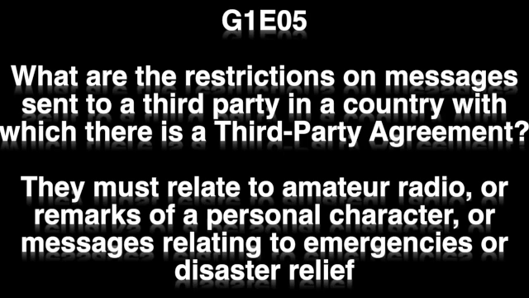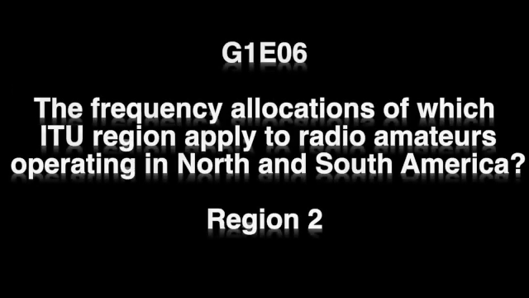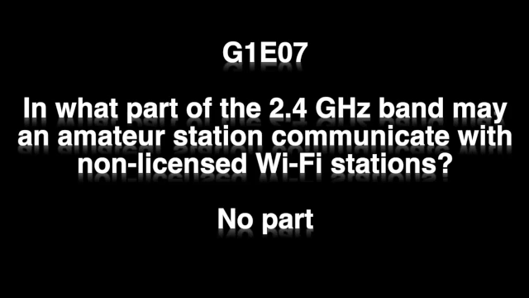G1E05. What are the restrictions on messages sent to a third party in a country with which there is a third-party agreement? They must relate to amateur radio, or remarks of a personal character, or messages relating to emergencies or disaster relief. G1E06. The frequency allocations of which ITU region apply to radio amateurs operating in North and South America? Region 2. G1E07. In what part of the 2.4 GHz band may an amateur station communicate with non-licensed Wi-Fi stations? No part.